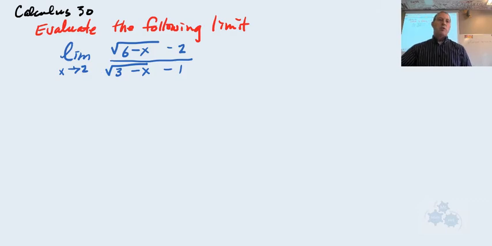3 minus 2 is 1. Square root of 1 is 1. Minus 1 is 0. So right away we know we get a 0 on the bottom. It doesn't really matter what happens to the top. It's a 0 on top as well if we just plug 2 in. So we have an issue there. 0 over 0 is an issue.